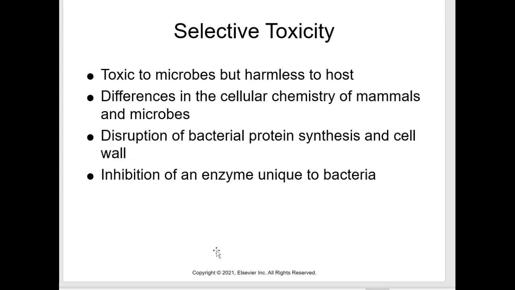The next one would be disruption of bacterial protein synthesis. So in our human cells, mammalian cells, protein synthesis is completed by our ribosomes, but bacterial and mammalian ribosomes are not identical. So we specifically make drugs that disrupt function of one but not the other. As a result, we can impair protein synthesis in bacteria, but leave our other cells alone.